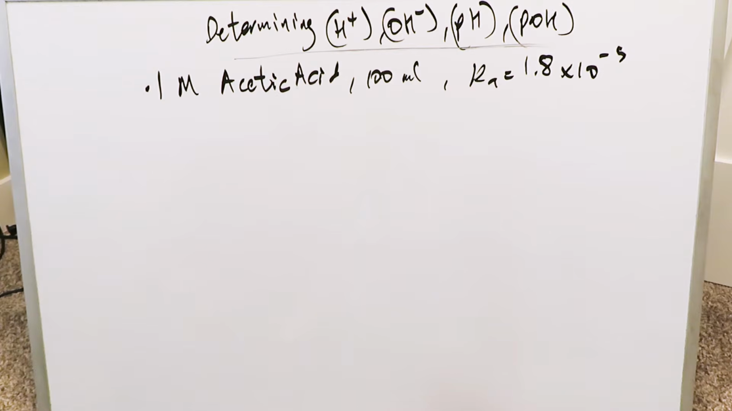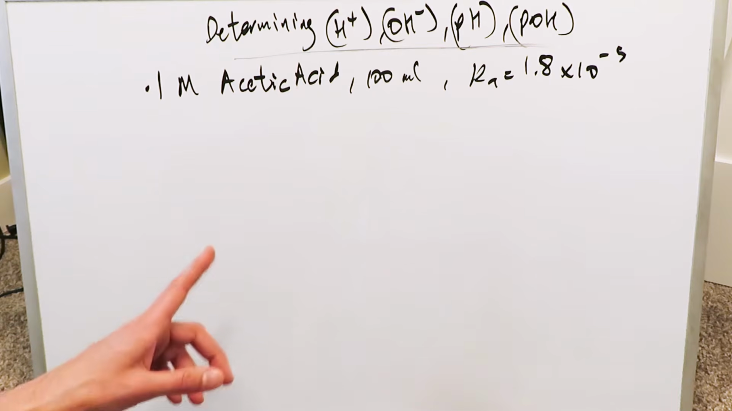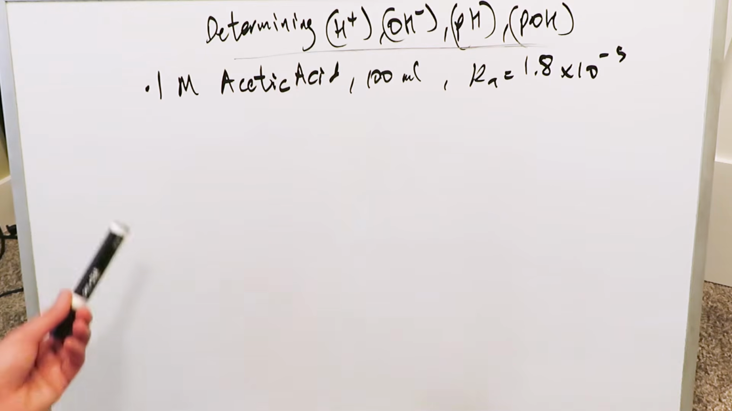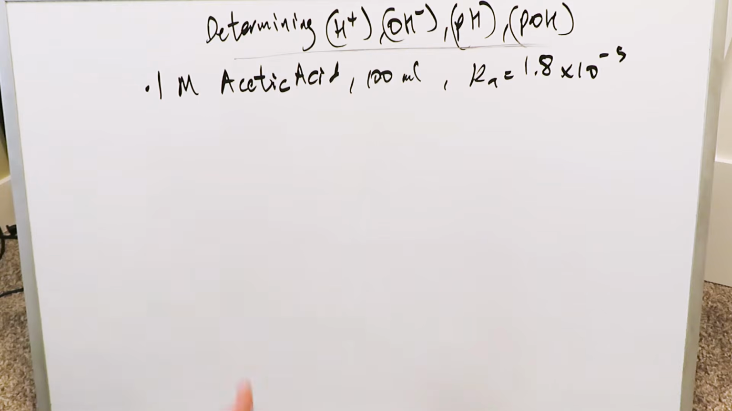You have to determine the hydrogen ion concentration, the hydroxide ion concentration, the pH, and the pOH of the scenario that is before you: 0.1 molar acetic acid. It could have been a weak base, but here we're looking at a weak acid. You have 100 milliliters of it, and the acid dissociation constant is 1.8 times 10 to the minus 5.